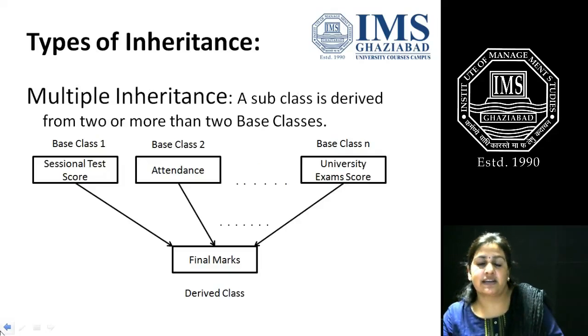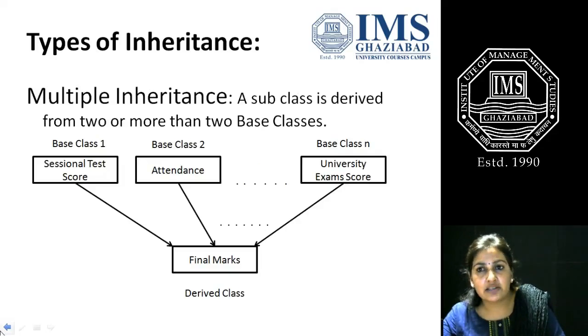Second type is multiple inheritance. Multiple inheritance is something in which a class is derived from two or more than two base classes. For example, the final marks of a student depend upon the sessional test score of that student, attendance in the class, university exam score, performance in the class, or some extracurricular activities. So, we have different base classes and final marks is the derived class.